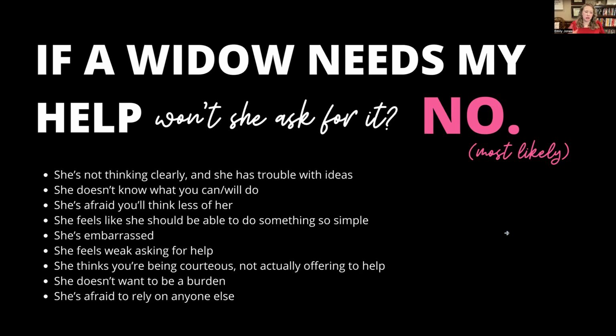Well, first of all, we talked about the brain fog. We talked about all those thoughts and emotions. We talked about the fact that she's in survival mode. So remember that she's not thinking clearly. Her brain is all over the place. Every day may be a struggle, and she's not thinking as she normally would be. Okay. So maybe she has trouble coming up with ideas. She doesn't know what to ask for. She also doesn't know what you can do or will do, okay?